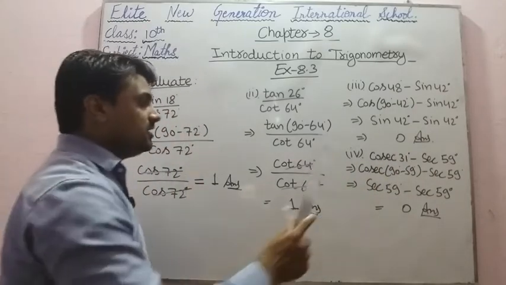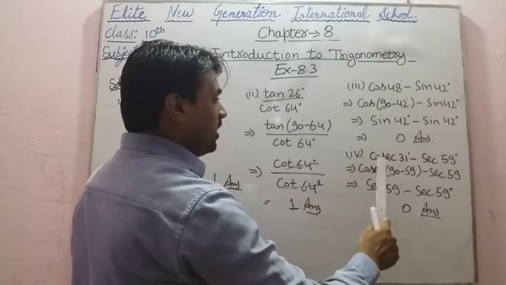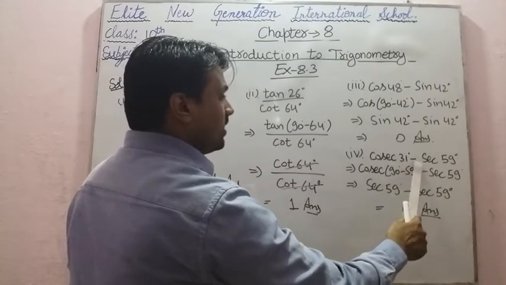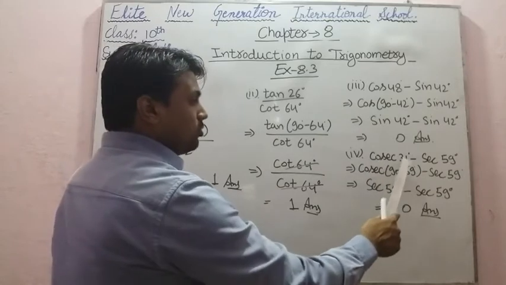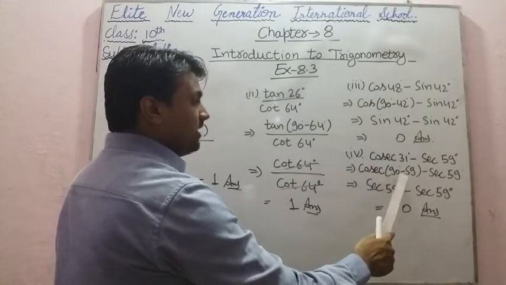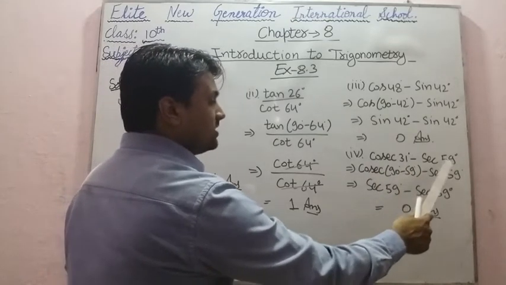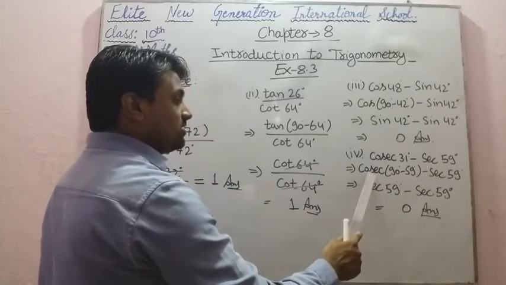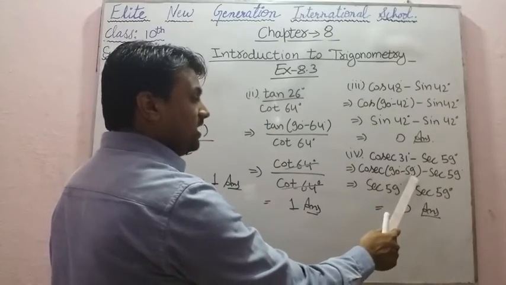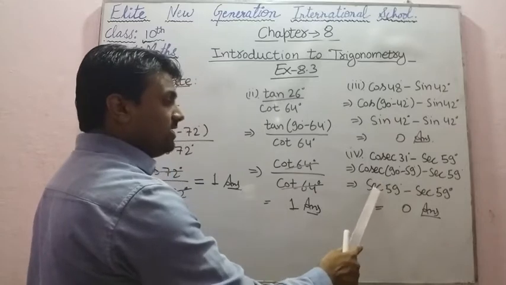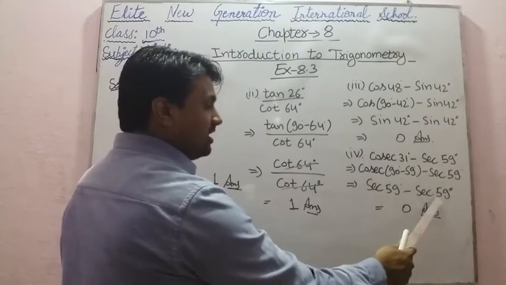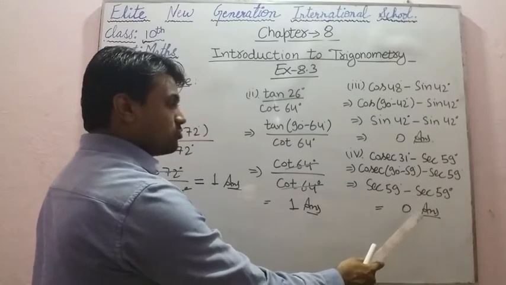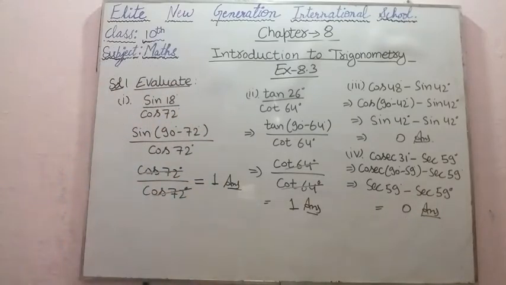Now similarly see its fourth part. In the fourth part we have cosec 31 minus sec 59. In place of 31 we can write 90 minus 59, so cosec(90 minus 59) minus sec 59. Here cosec(90 minus a) will be sec a, so it will be sec 59. So sec 59 minus sec 59 will be equal to 0. So here the answer will be 0.